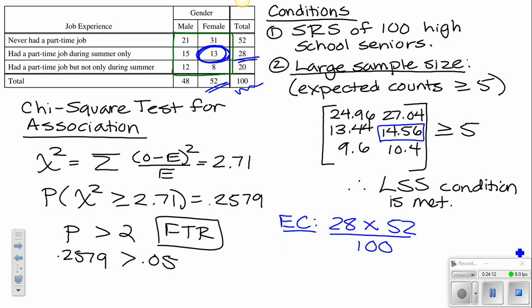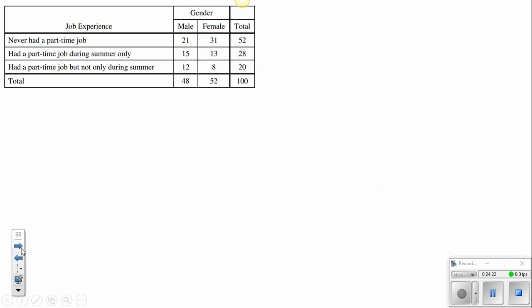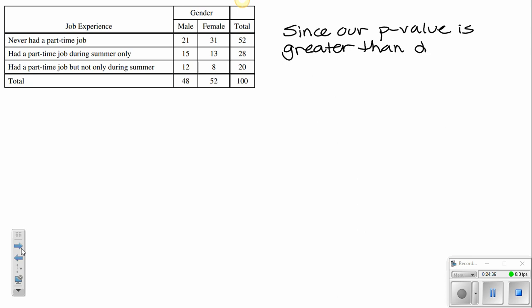Going back over to our test, we can finish this test out because we know that our conditions are met, so our inference procedure is valid. Let's go ahead and conclude this. We would say here, since our p-value is greater than alpha, 0.2579 is greater than 0.05, we fail to reject the null hypothesis, or H0. So we fail to reject H0.